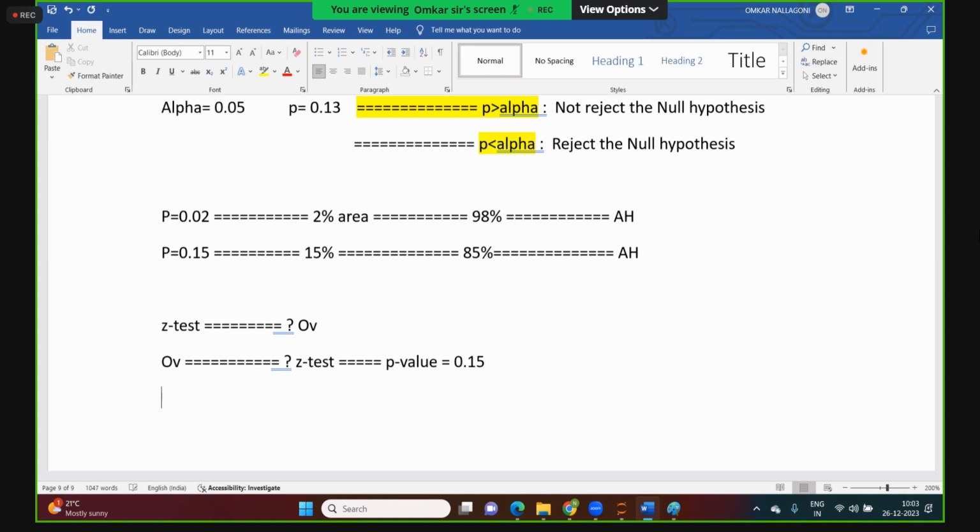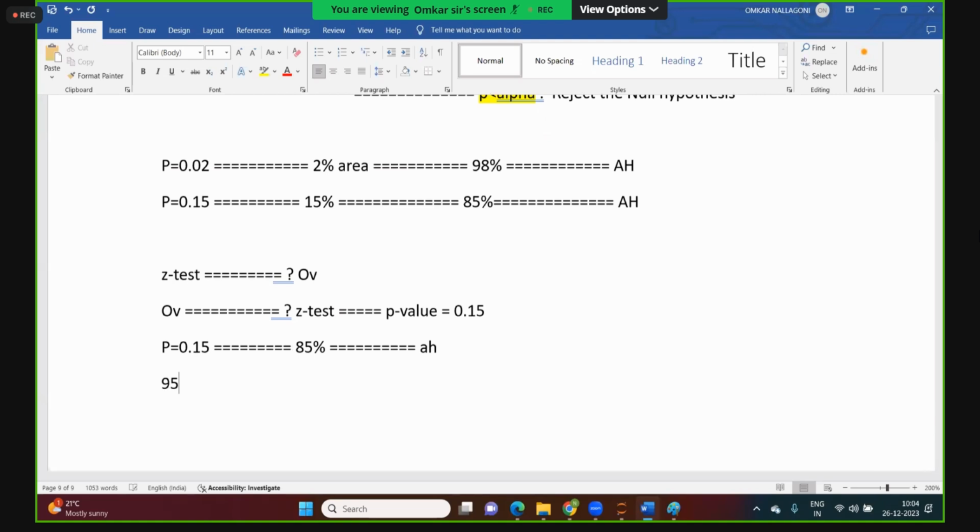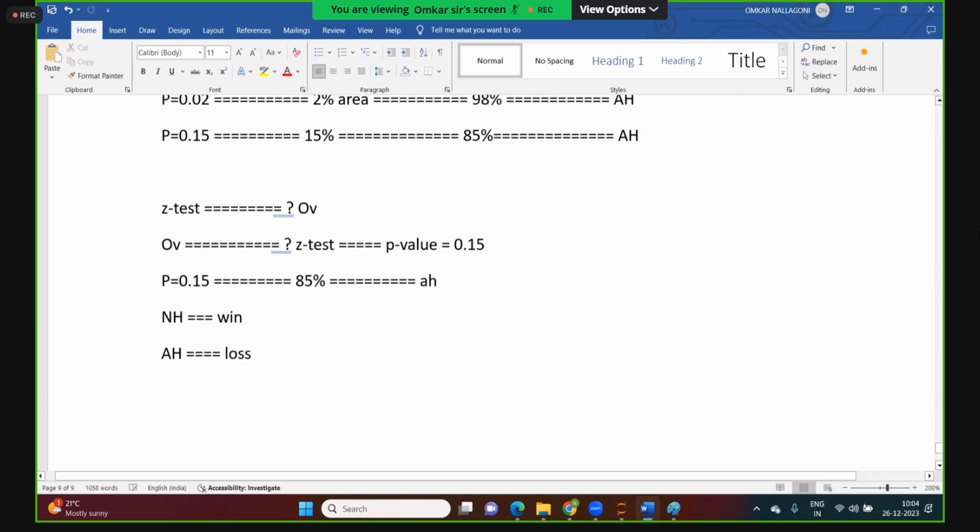Immediately P-value. Now how much area is that? P is equal to 0.15 means how much area? 85%. 85% area is in favor of whom? Alternative hypothesis. But your null hypothesis now, how much actually? 95. Now who will win, who will lose here? Null hypothesis wins. Alternative hypothesis loses. Then final, what is that? Accept the null hypothesis or reject the null hypothesis? Not reject the null hypothesis.